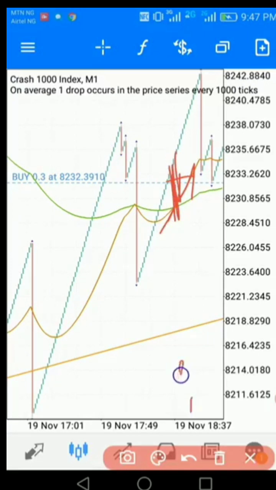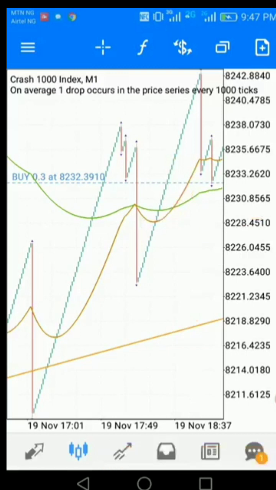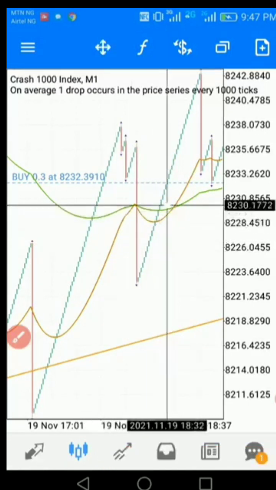This is 1, 2, 3, 4, 5, 6, 7, 8. So this is invalid. Look at it, it crossed above it, so you are not supposed to take it, even though it was up to 10 candlesticks. Let's count from here.